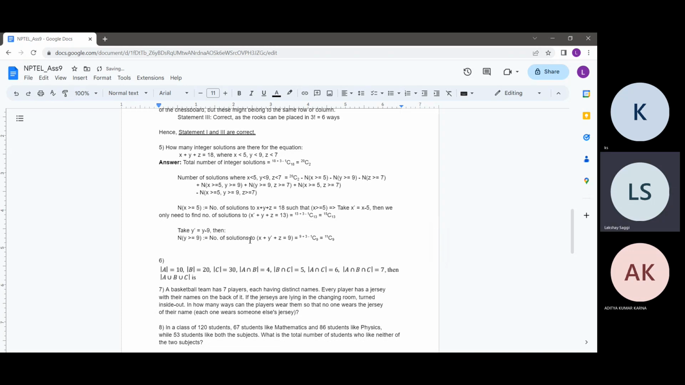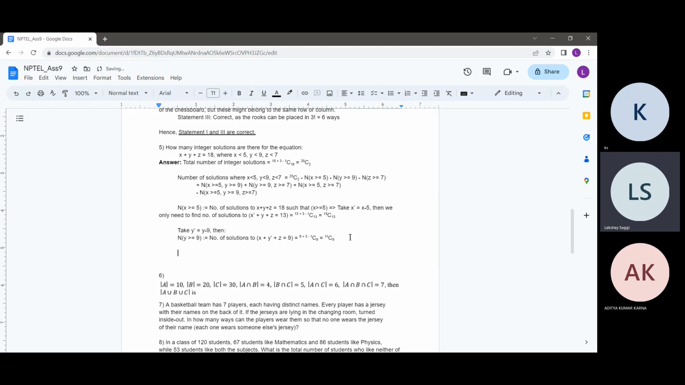The better way of writing it, I think. If we take y prime as y minus 9, then n of y greater than or equal to 9 is nothing but the number of solutions to this equation, which is 11C9. So I just wrote it down here for better explanation. And now for y, we just get 11. It's greater than 9.